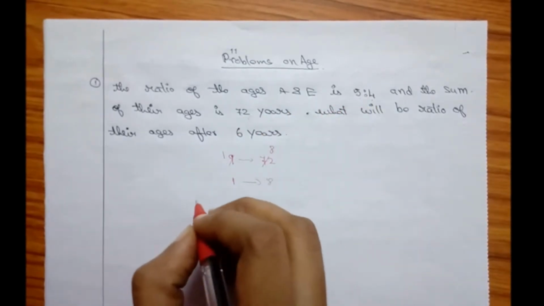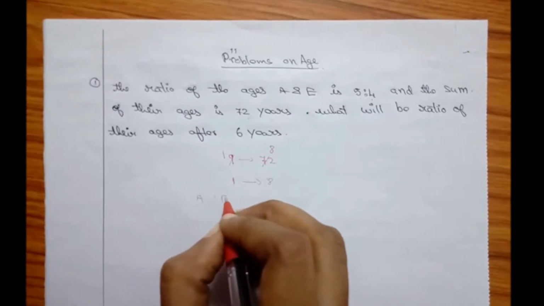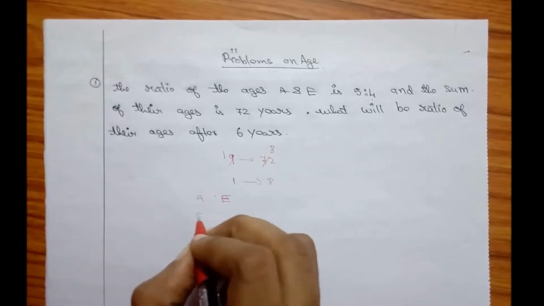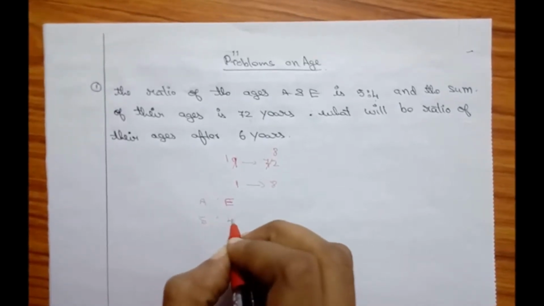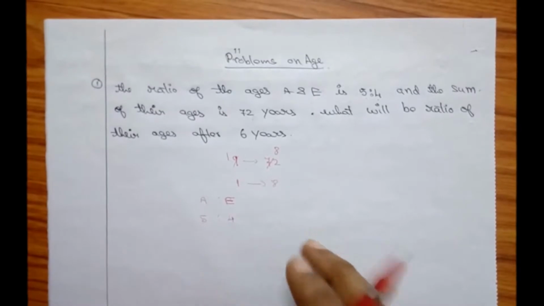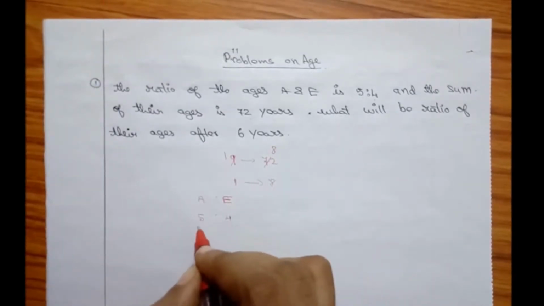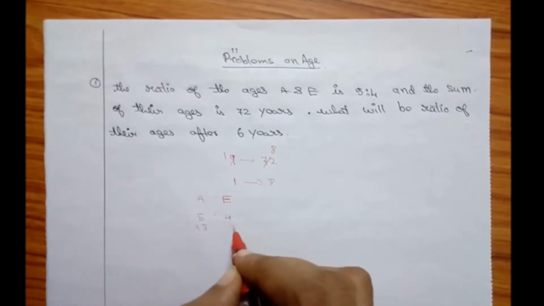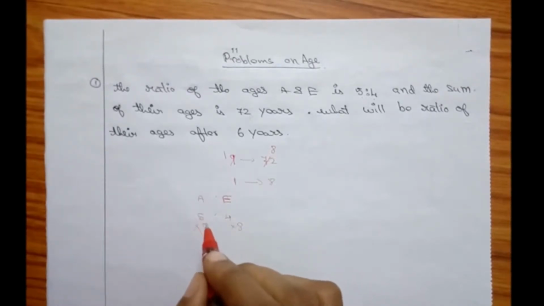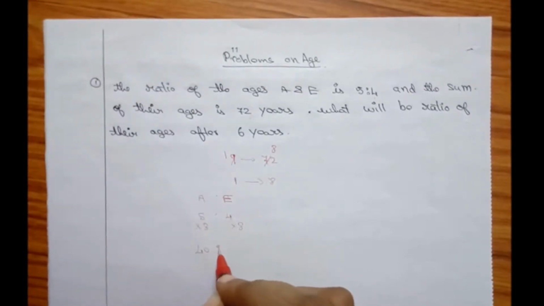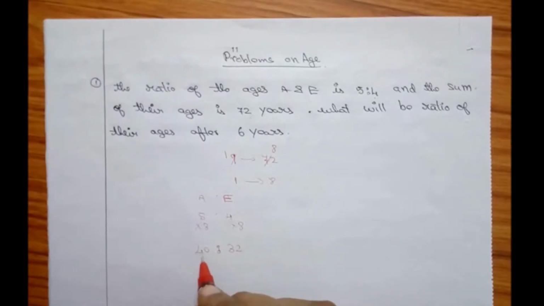So the ratio of A to B is 5:4, we know from the question. Okay, now I'm going to multiply this 8 with A and B here. Multiplying 8 here and here, I'll get the ratio: 5 into 8 will give me 40 is to 32. Okay, this is the present age of A and B.